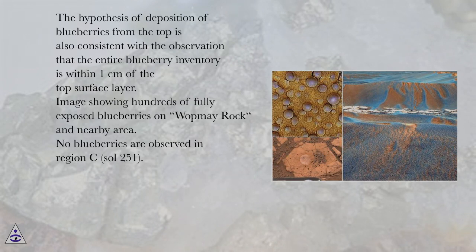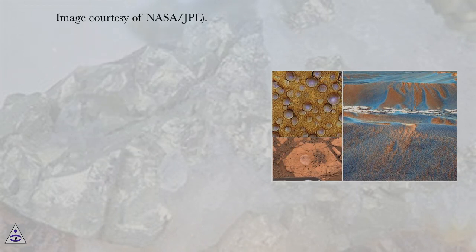Image showing hundreds of fully exposed blueberries on Wapme rock and nearby area. No blueberries are observed in Region C, Sol 251. Image courtesy of NASA/JPL.